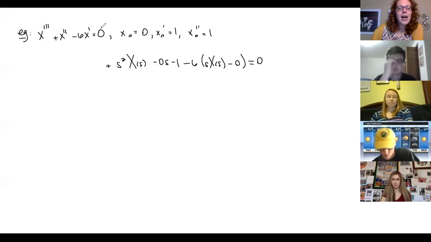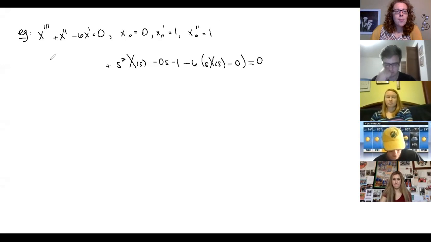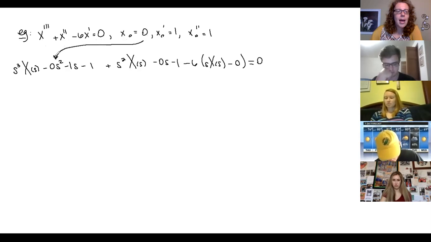And then if we're following the pattern, here's what I'm going to get for x triple prime. Previously I had s squared. This time I'm going to need an s cubed, capital X of s. And then we just start subtracting and making our powers of s go down. So minus 0s squared minus 1s minus 1. The 0 comes from x naught. The first one comes from x naught prime. And the second one comes from x naught double prime.